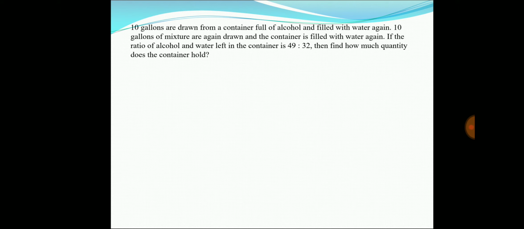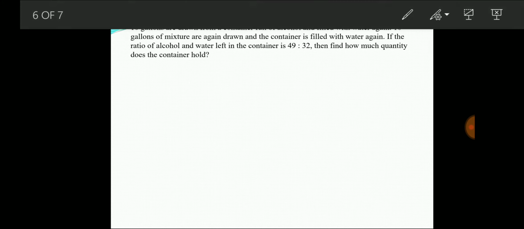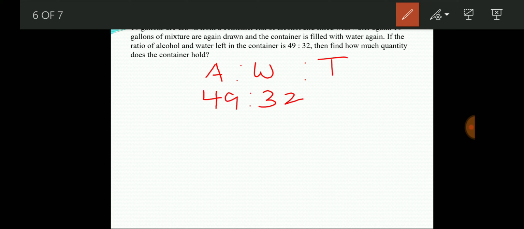Now one more question of the same type. 10 gallons are drawn from a container full of alcohol and filled with water. 10 gallons of mixture are again drawn and the container is filled with water again. If the ratio of alcohol and water left in the container is 49 is to 32, how much quantity does the container hold? The process is done two times, and alcohol is to water is 49 is to 32. Then our total is 49 plus 32, which is 81.